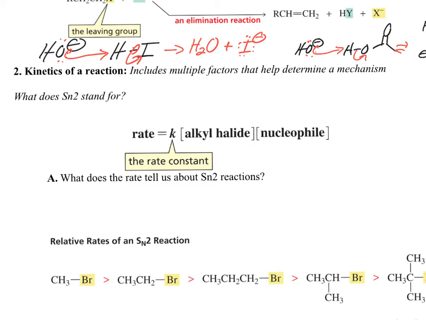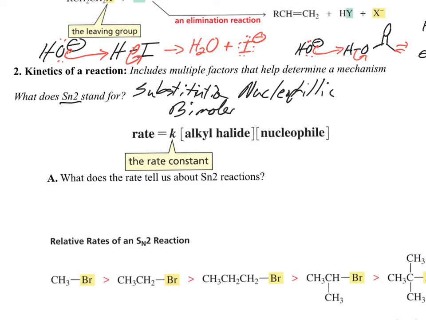What does Sn2 stand for? All right, let's just get the basics. What does Sn2 stand for? S stands for substitution. N stands for nucleophilic. 2 stands for bimolecular. This has to do with the rate. When we say bimolecular, that means 2 species are involved in the rate.